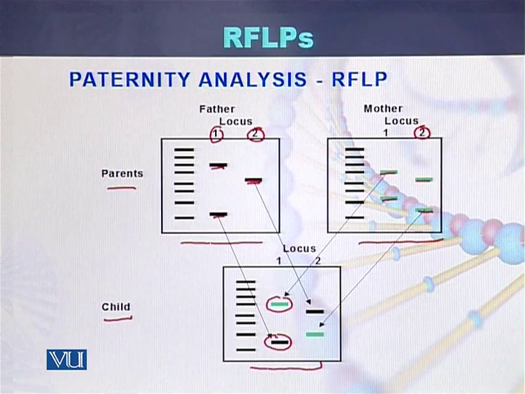So if we see what the child has got from the parents, the child has got this band or allele from the father, while this allele from the mother. So with the help of restriction fragment length polymorphism, we can perform the paternity analysis.